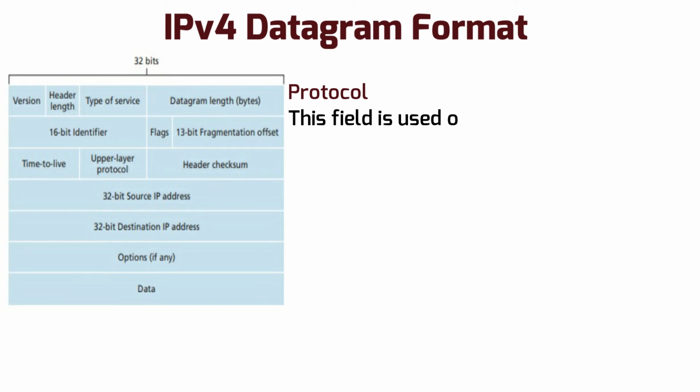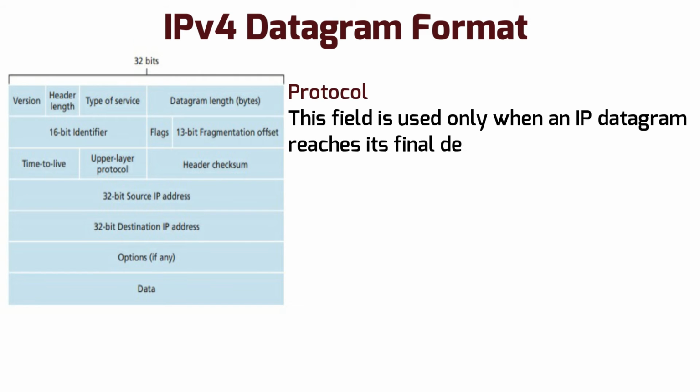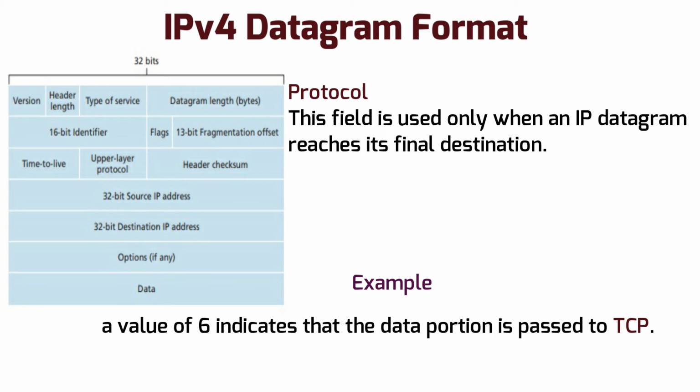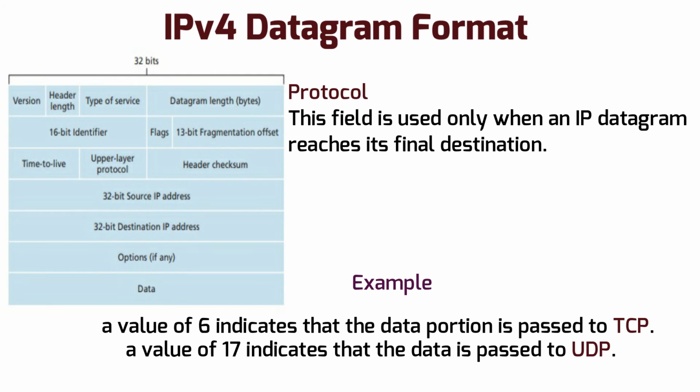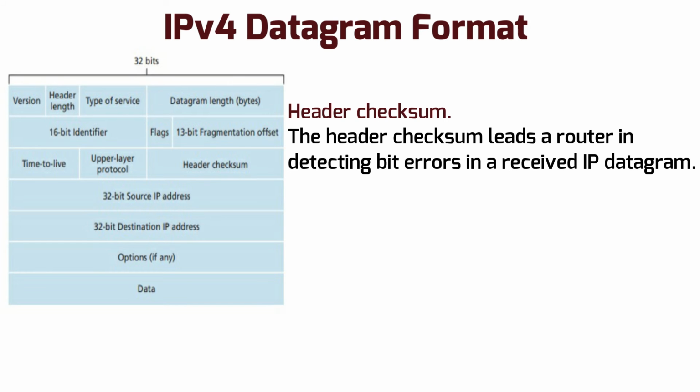Next is protocol. This field is used only when an IP datagram reaches its final destination. The value of this field indicates the specific transport layer protocol to which the data portion of this IP datagram should be passed. For example, a value of 6 indicates that the data portion is passed to TCP, transmission control protocol, while a value of 17 indicates that the data is passed to UDP, that is user datagram protocol. Next is header checksum. The header checksum aids a router in detecting bit errors in a received IP datagram.